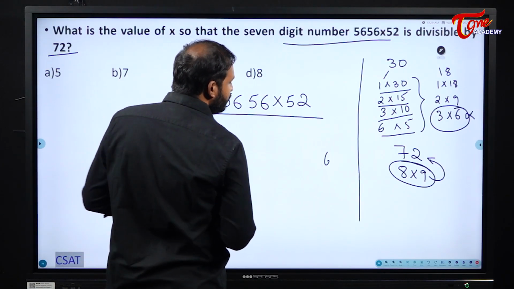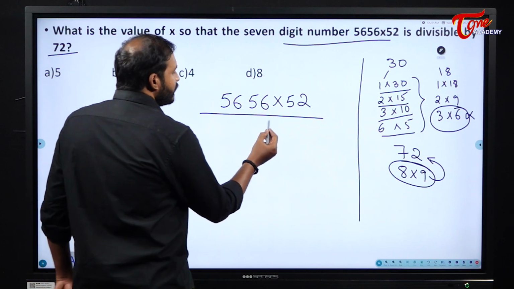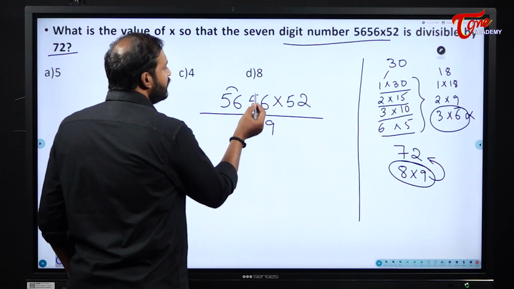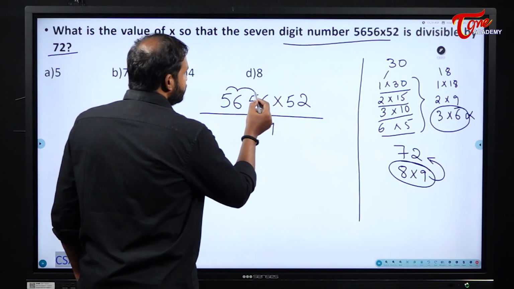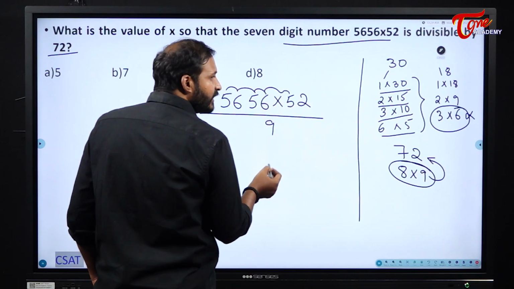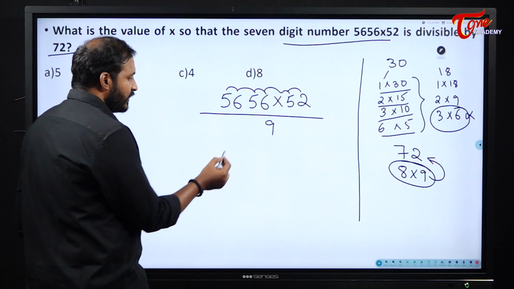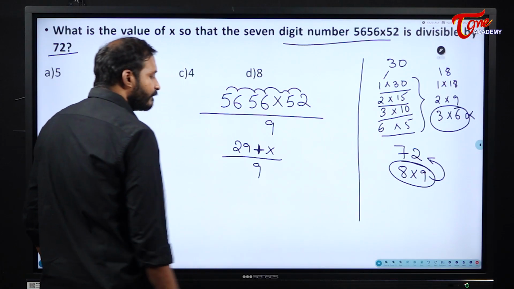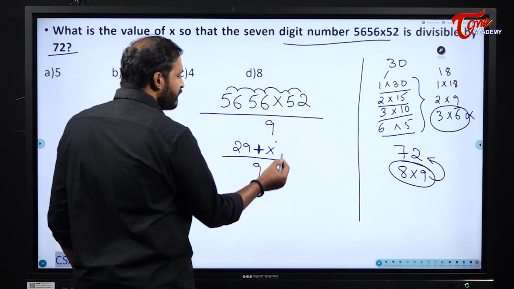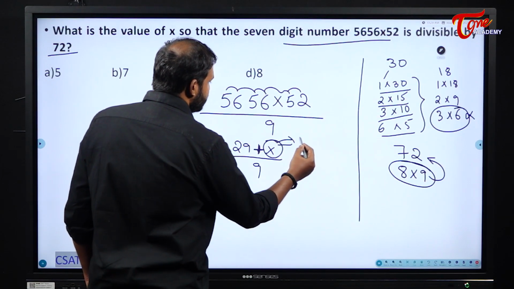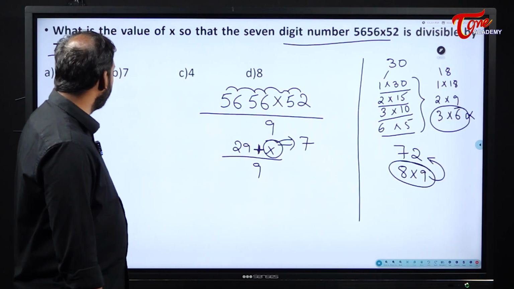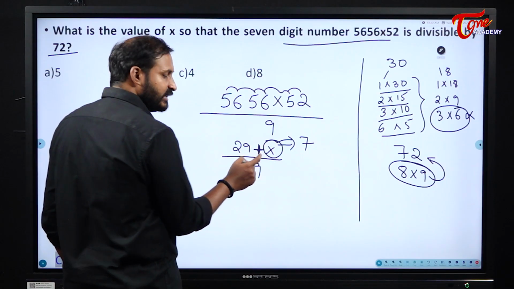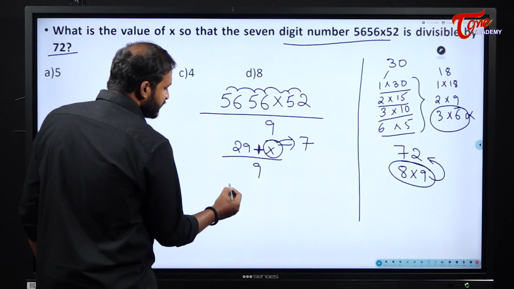Now, see here, what is the divisibility rule of 9, students? The sum of the digits should be divisible by 9. So, what is the sum? 5 plus 6, 11. 11 plus 5, it is 16. 16 plus 6, 22. 22 plus 5, it becomes 27. 27 plus 2, it becomes 29. So, 29 plus x should be divisible by what? 9. So, what should the value of x be? 7. Is there any other possibility apart from 7? No, we don't have any other choice. Sometimes we may have multiple choices, but in this case there is only one choice, that is 7.